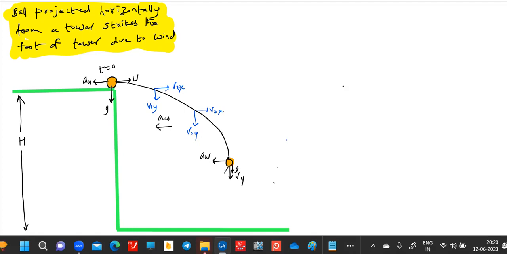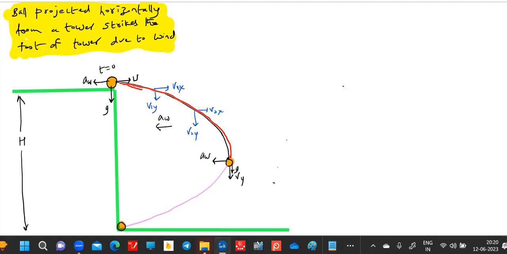The particle will start moving and the condition is that it should come and strike the foot of the tower. I'll use some other color. This is what the condition is asking now. We'll see under what conditions the path of the ball will be like this. First, it will move in a parabolic path here.